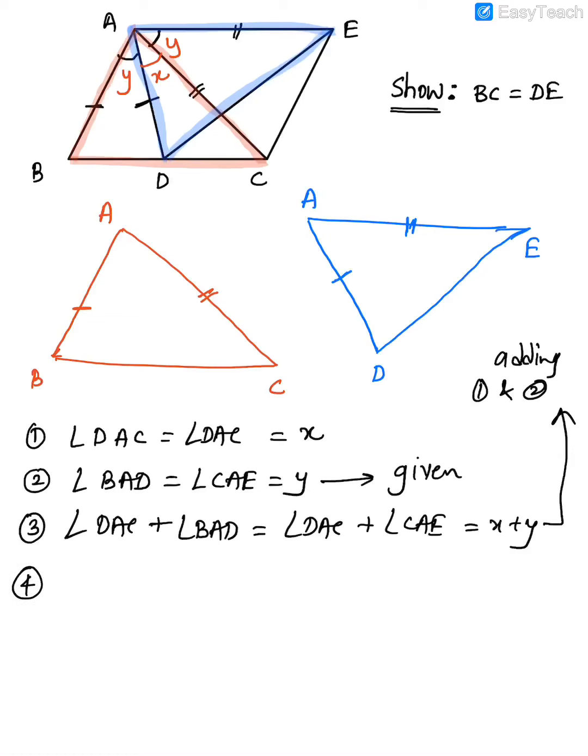Now what we have to do is, what is DAC plus BAD? Check the figure. If you see DAC plus BAD, you will get angle BAC. Angle BAC is equal to angle DAE is equal to x plus y. So now we prove that the common angles are equal.